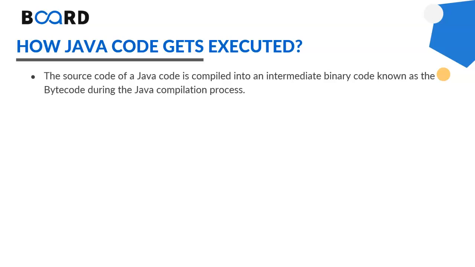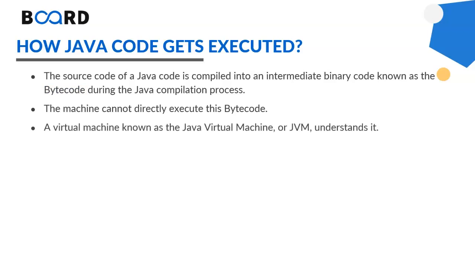Otherwise, we wouldn't be able to run the program. You need to save it with the .java extension. That is known as source code. The machine cannot directly understand the source code. You need to compile that source code into the bytecode, that is a program.class. So, the bytecode that's being generated cannot be understood by the machine.